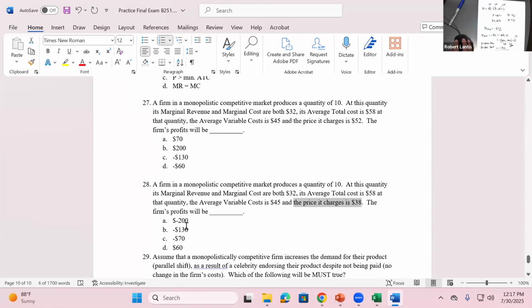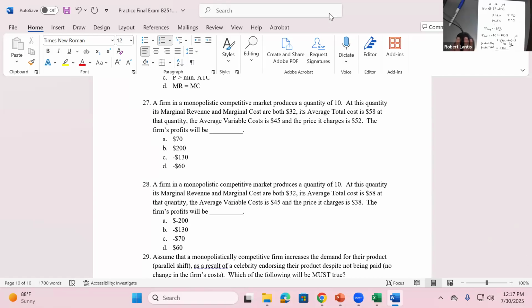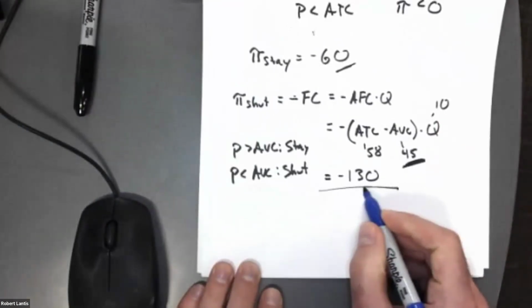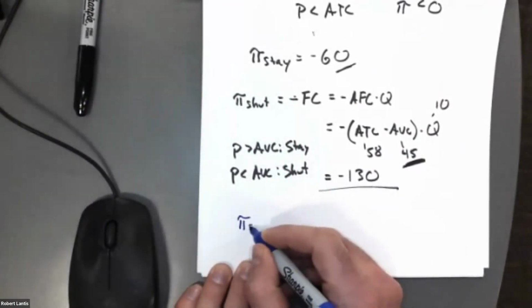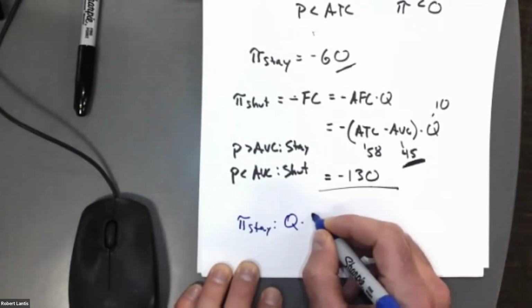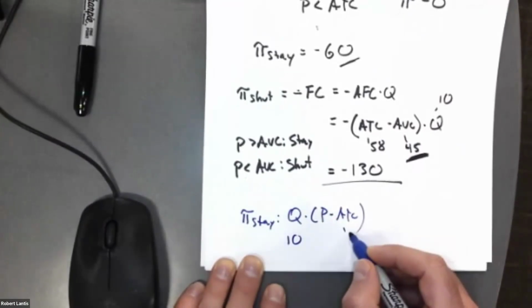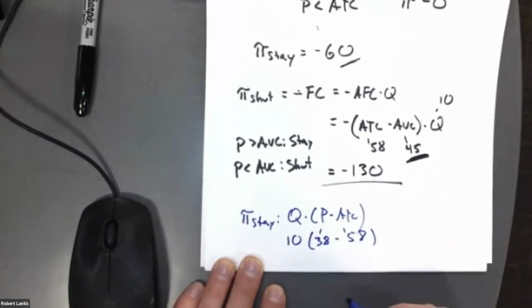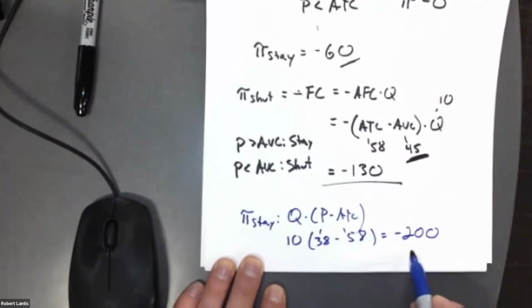We already calculated these profits if I shut down. They were negative 130, but let's prove why that would be minimizing our losses. So now in this second scenario, if I shut down, we had negative 130. The fixed cost will always be the same, so it's still negative 130. However, if I stay open, my profits are the quantity I'm selling times the difference between price and average total cost. Well, now the quantity was 10, average total was 58, but we said, what if the price is at 38? Well, now I end up with profits of negative 200 if I stay open.